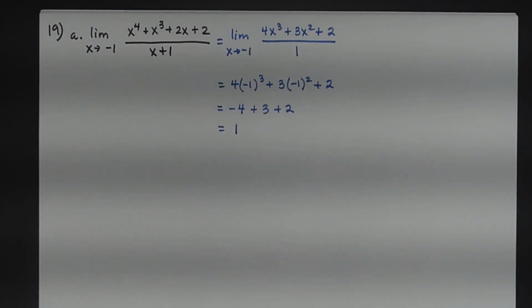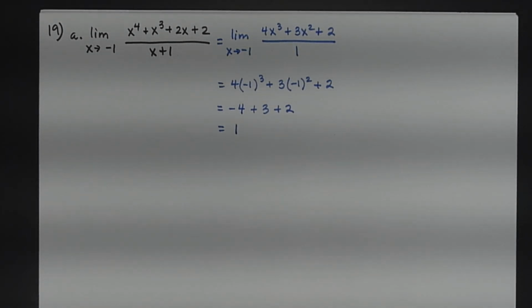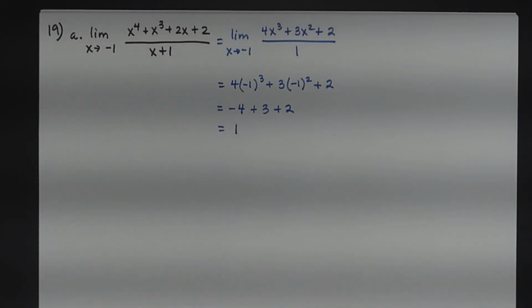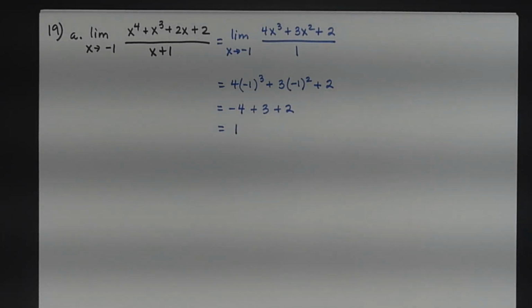So the limit as x approaches negative 1 of (x to the 4th plus x cubed plus 2x plus 2) divided by (x plus 1) ends up being 1. And here we had to use L'Hopital's rule.